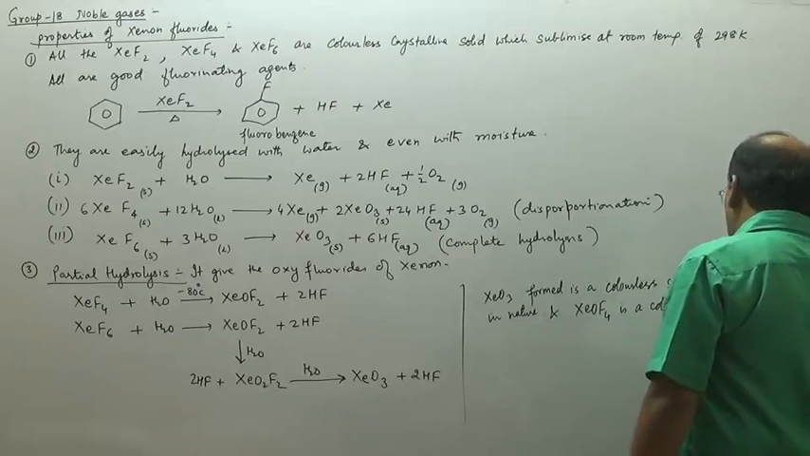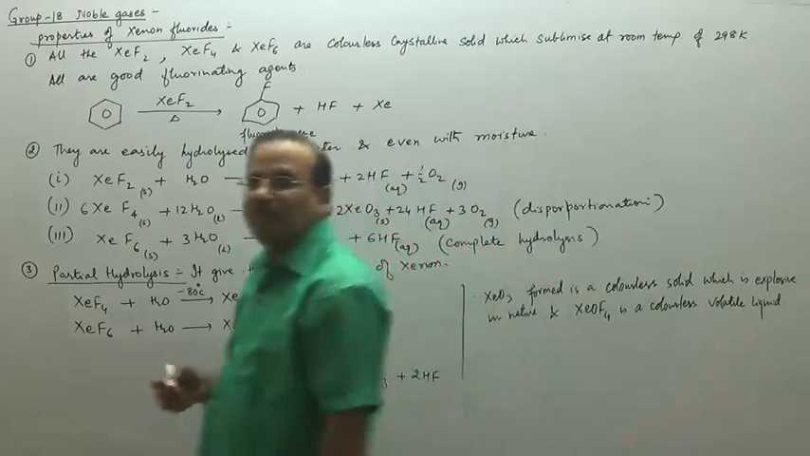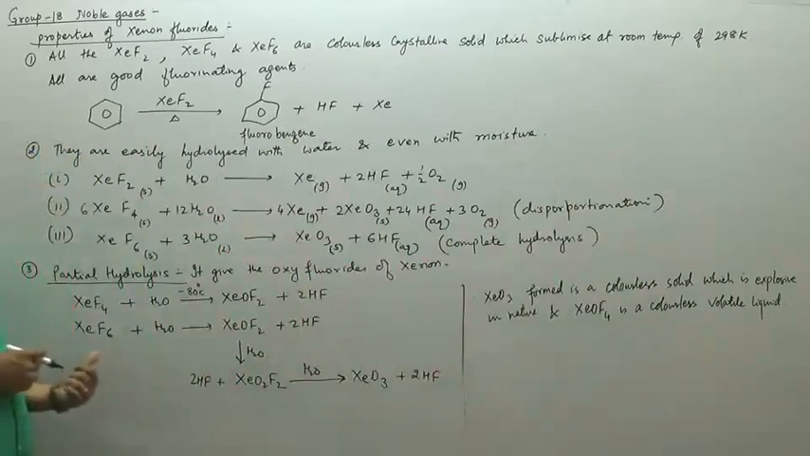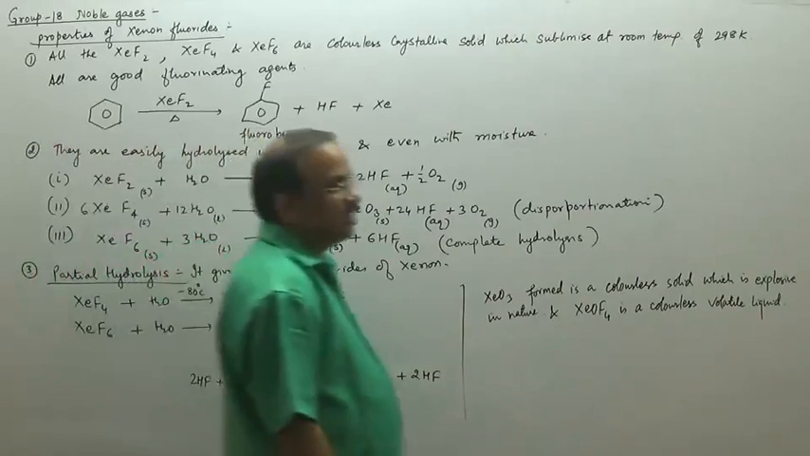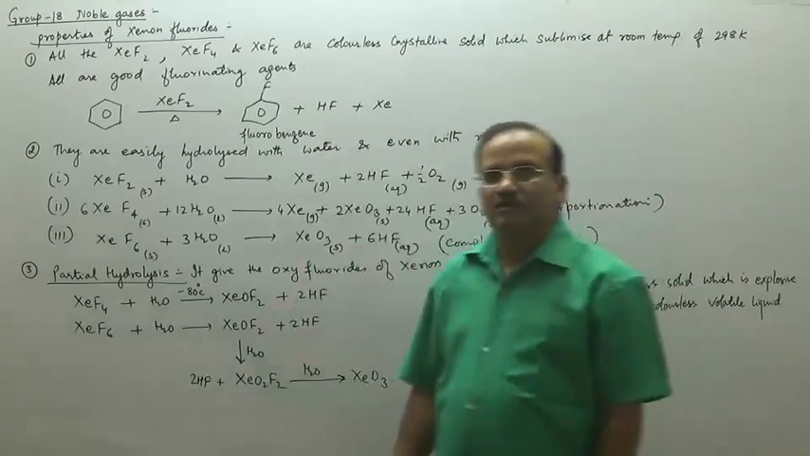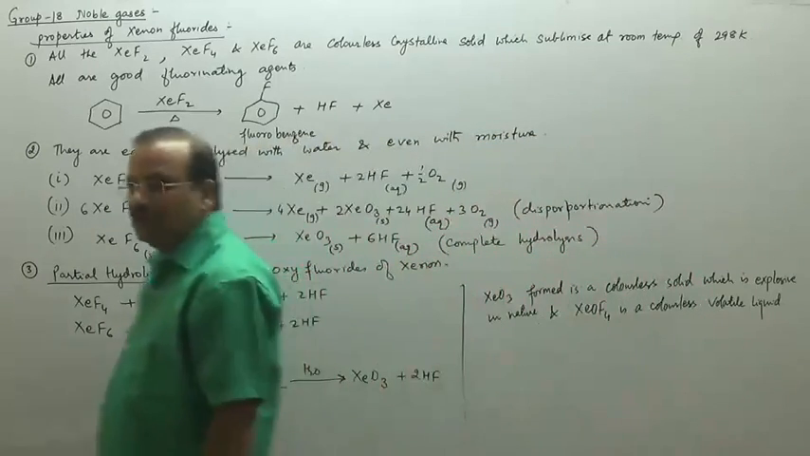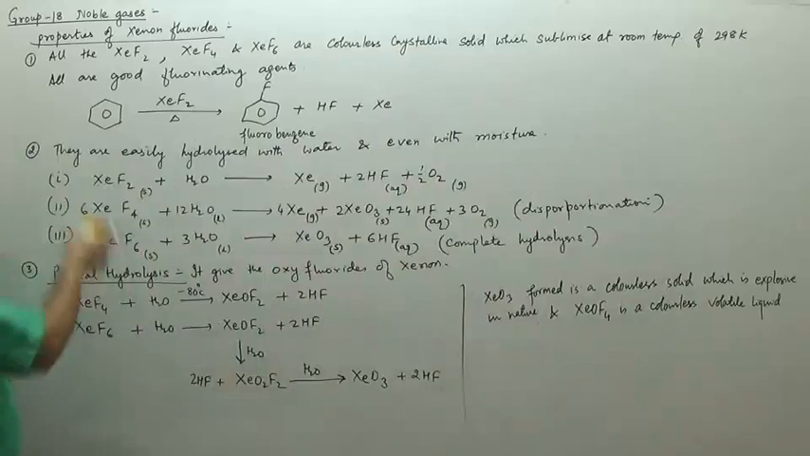So that is how we are able to write about the nature of these intermediate compounds on partial hydrolysis. So that is how we can write that they are good fluorinating agents. The product on hydrolysis is the same in all the cases. We can write the product of hydrolysis.